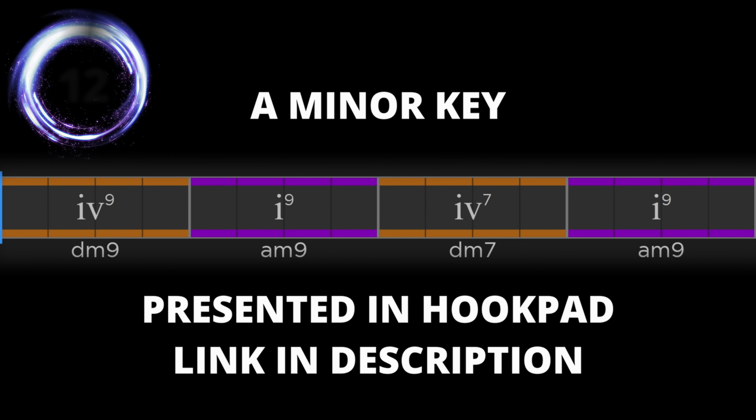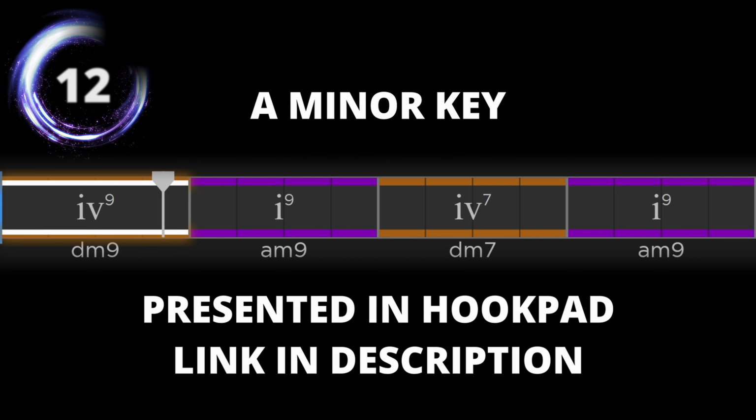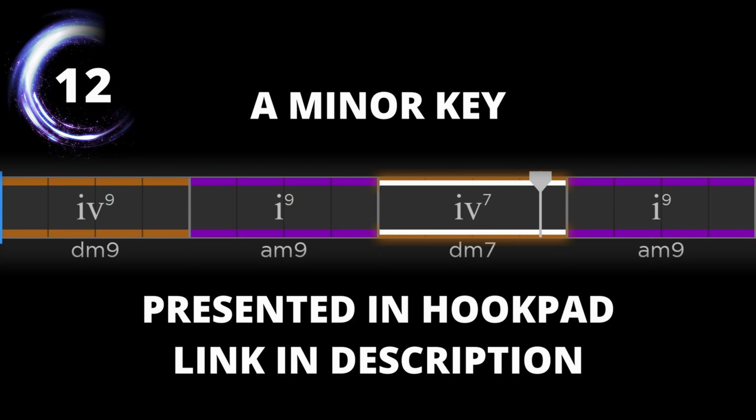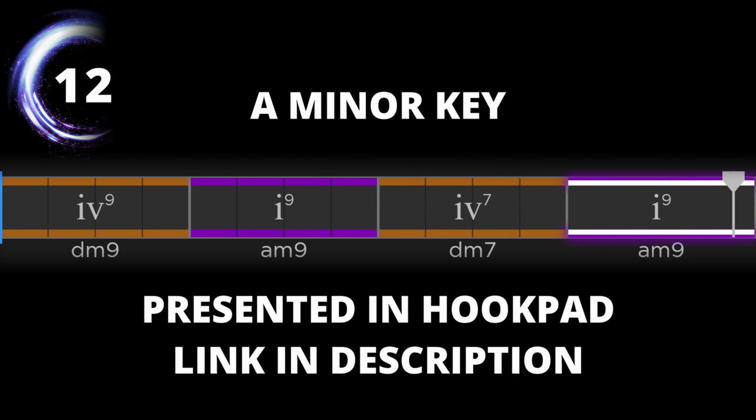Number 12 is 4 minor 9th, 1 minor 9th, 4 minor 7th, 1 minor 9th. We bring in the 4 minor 9th here. It's also the first time that 2 minor 9ths are played after one another. As highlighted, be careful of doing this and overwhelming your song with dense chords. This can be heard in It's Your Move by Diana Ross.